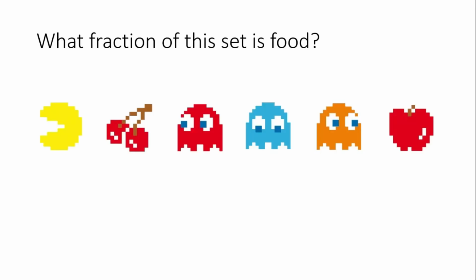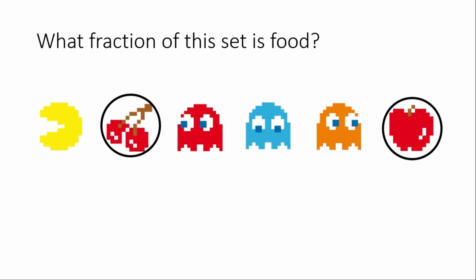So the situations we're looking at here involve equal parts of a set. Instead of looking at fractions of a shape, we're going to look at fractions of a set of objects. And here is our first set of objects. It's from Pac-Man. Okay, so we've got a ghost, we've got some food that Pac-Man eats, and we've got some other ghosts. So the question here is, what fraction of the set is food? Well, we can see there are 6 objects altogether, but there are only 2 that are food.